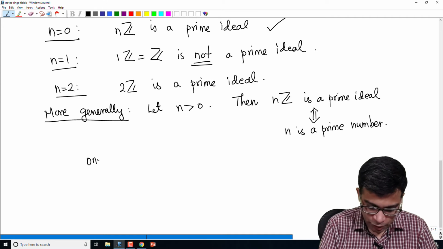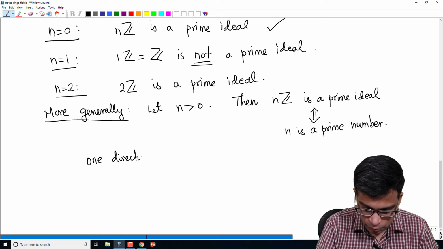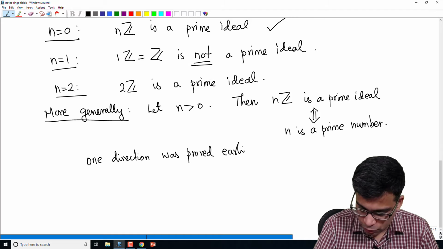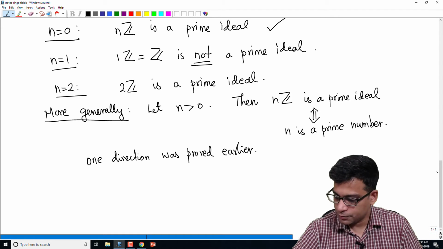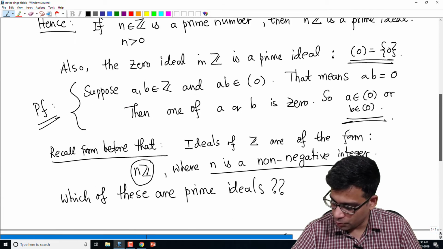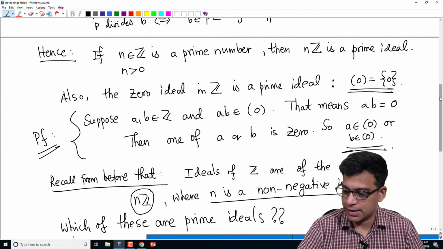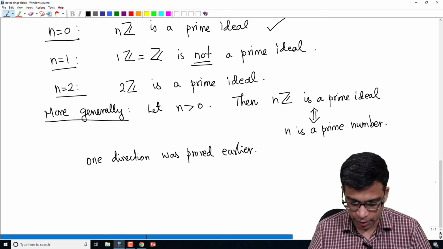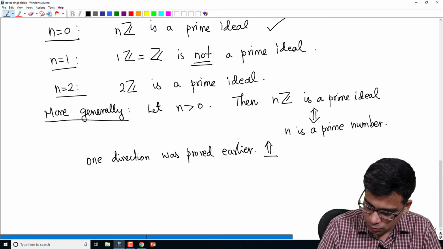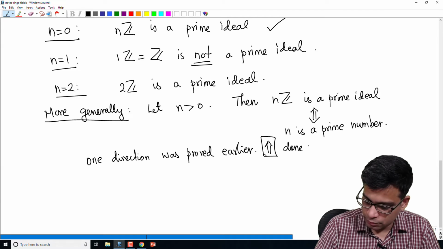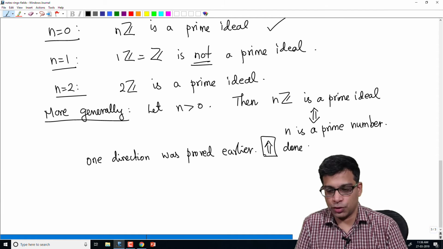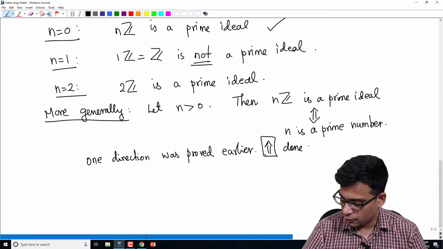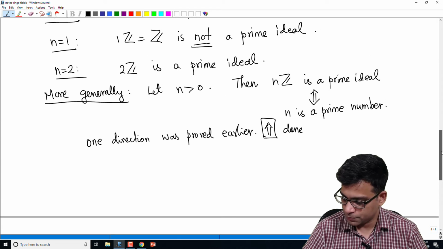So why is this? One direction we already saw was proved above. If n is a prime number, then nZ is a prime ideal. I sort of said the proof earlier, if you go back and check the video. So this is done. If n is a prime number, we have shown that nZ is a prime ideal. You can go back to the earlier part of the video and verify that you understand that proof.